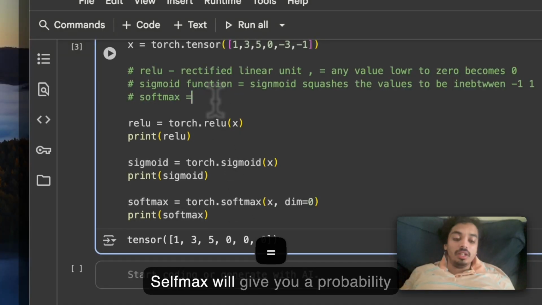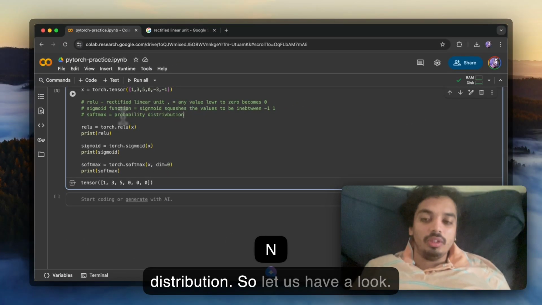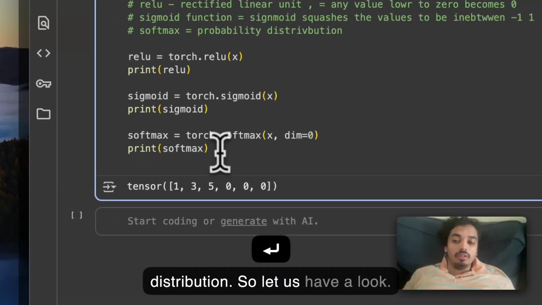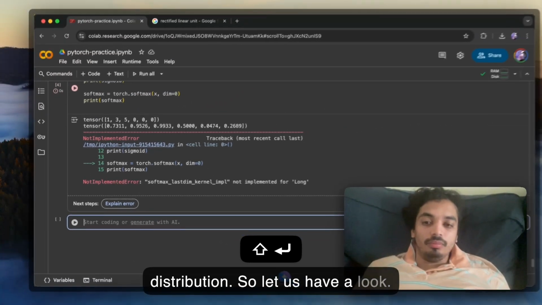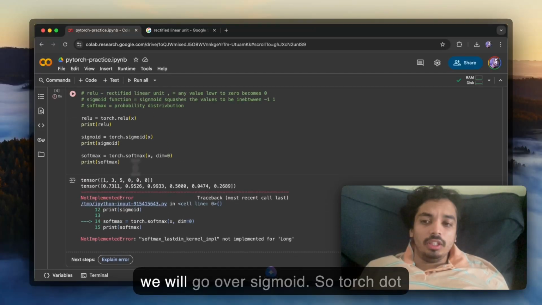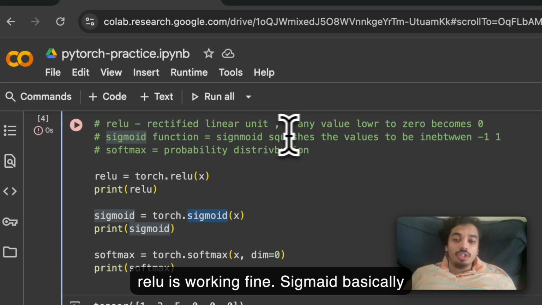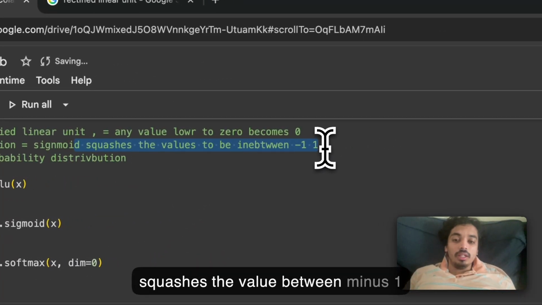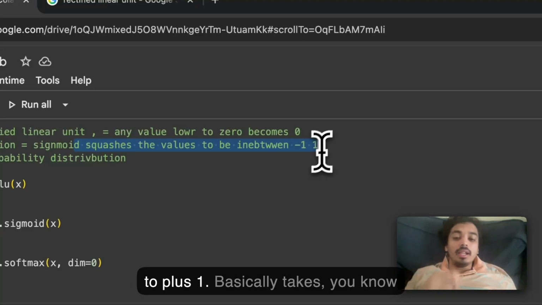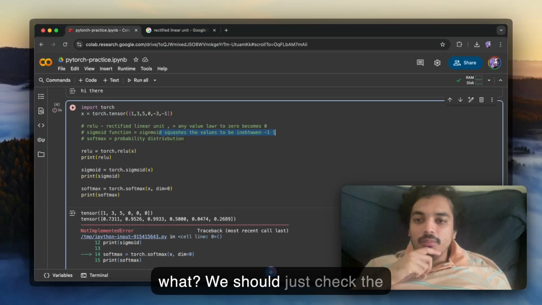Softmax will give you a probability distribution. So let's have a look. First we'll go over sigmoid. So torch.relu is working fine. Sigmoid basically squashes the value between -1 to +1. You know what? We should actually just check the sigmoid function.